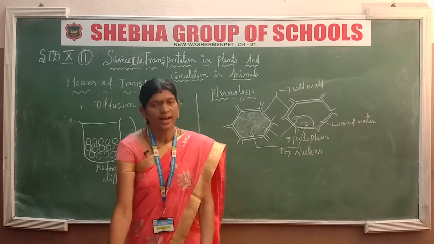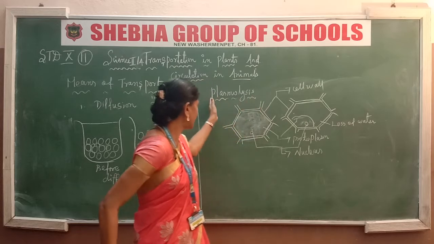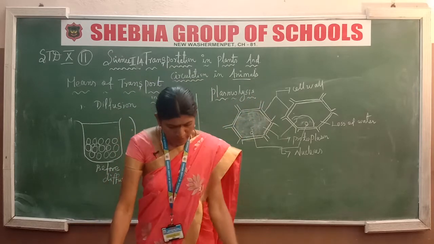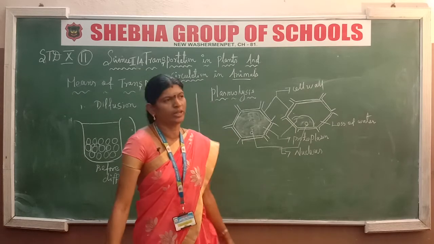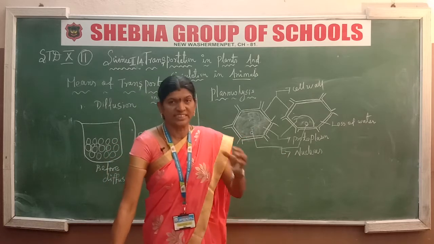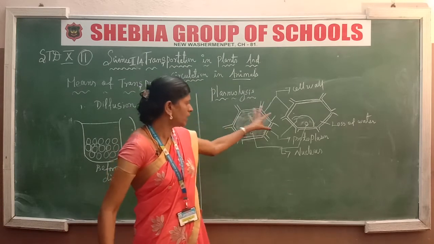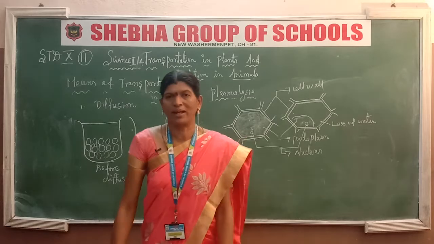Plasmolysis occurs only in living plant cells. Only living plant cells show plasmolysis. This is the plasmolysis diagram. In a hypotonic solution, water molecules move out, resulting in the shrinkage of the protoplasm and the nucleus. So that is called plasmolysis.